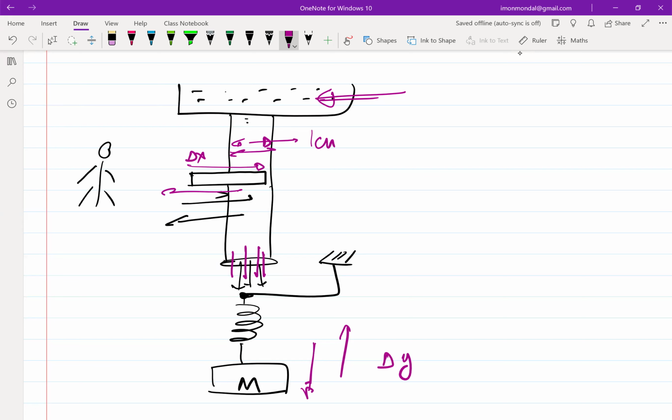Makes sense? I'm probably moving the piston by 1 centimeter, but I am getting a movement of maybe 1 meter or half a meter, depending upon what K of the spring is and what the mass is. So that ratio of the differential is clearly more than 1, or can be designed to be more than 1, which means this is a mechanical amplifier.